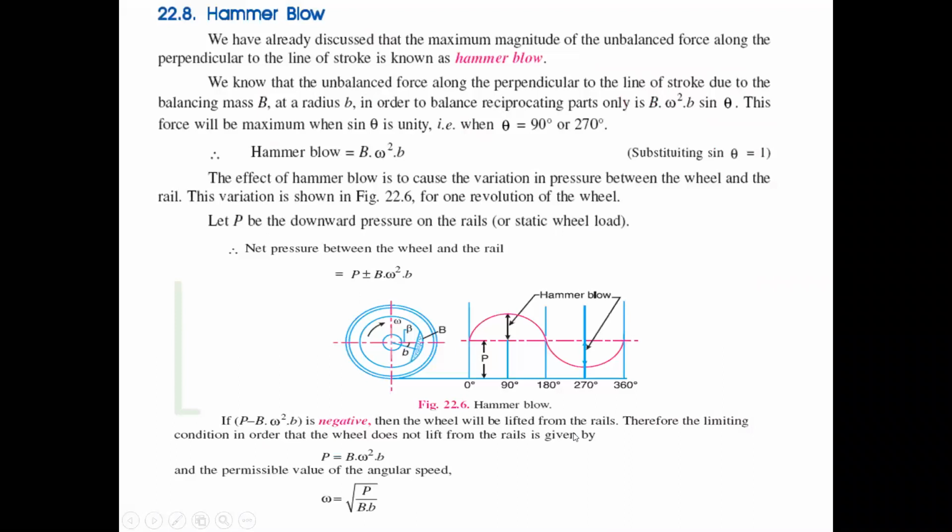And the next one, the third one, is the hammer blow. Just observe that. Hammer blow means the maximum magnitude of the unbalanced force along the perpendicular to the line of the stroke. It is known as the hammer blow.